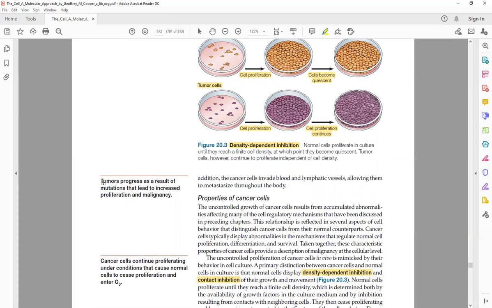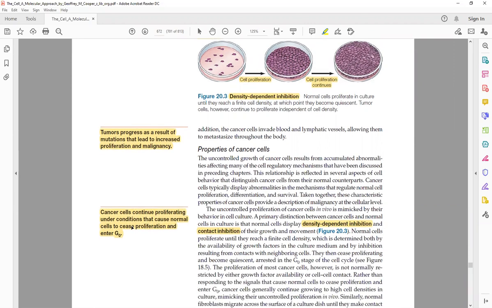Tumor progresses as a result of mutation that leads to increased proliferation and malignancy. The progression of tumor takes place because of accumulation of mutations, and these mutations are constantly added up. Thus the tumor begins to progress. Cancer cells continue proliferating under conditions that cause normal cells to cease proliferating and enter into the G naught phase. So cancer cells are the ones that undergo proliferation even under such conditions that the normal cells will not be able to divide.